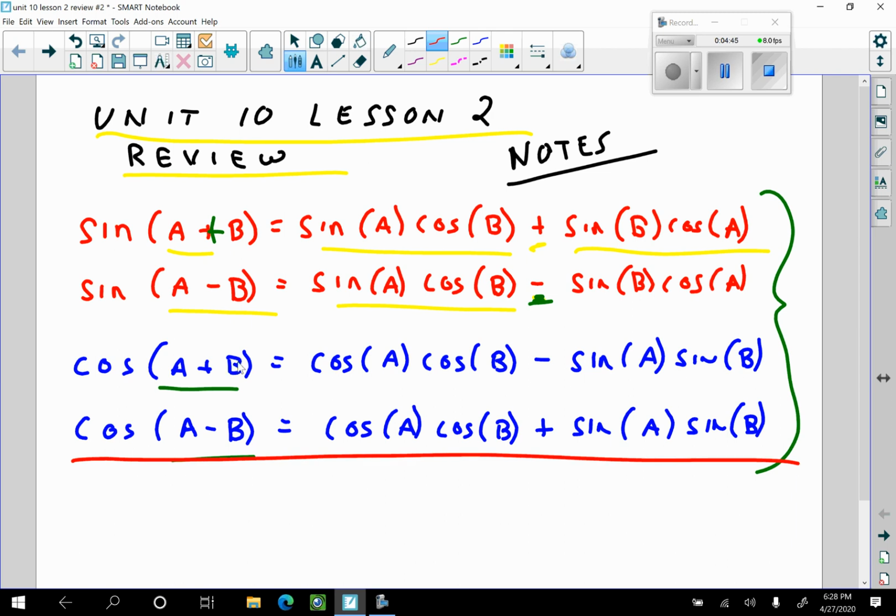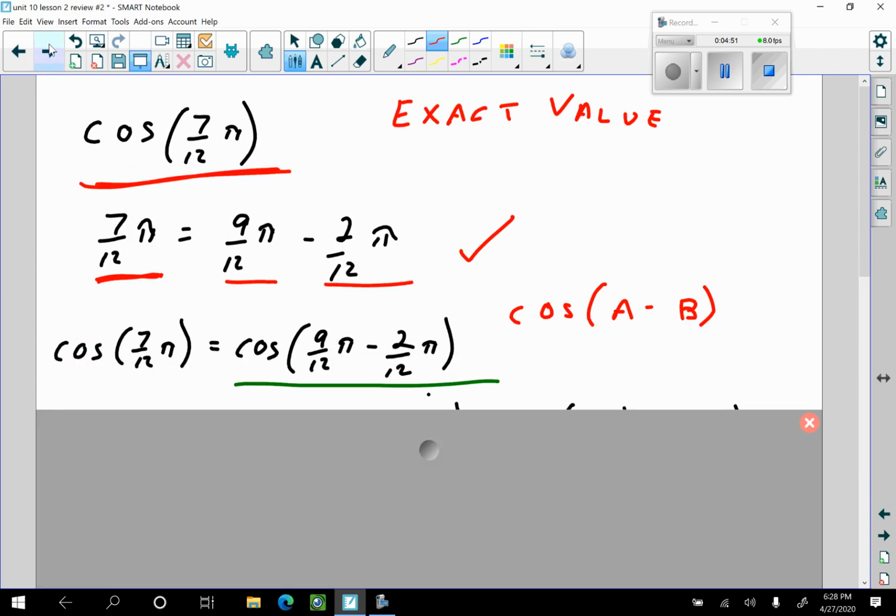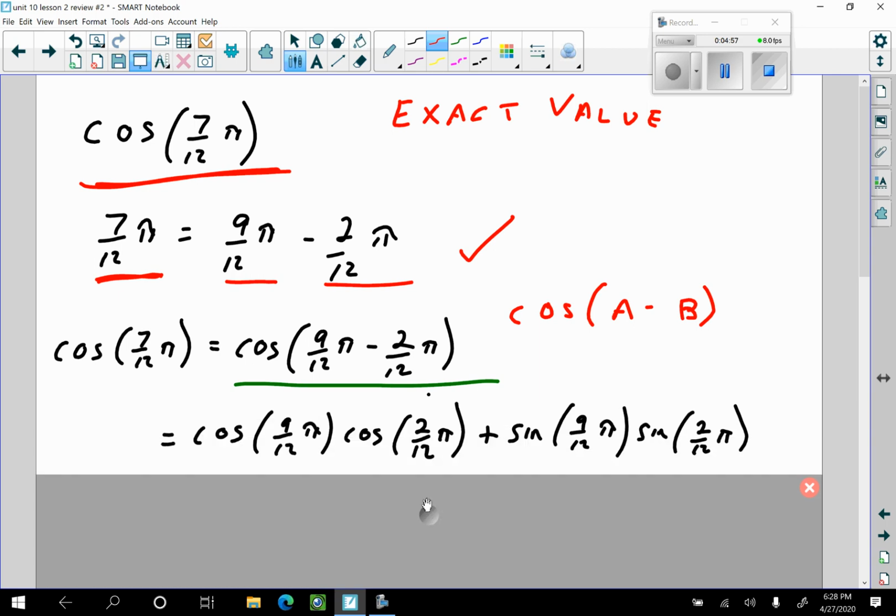So if I'm subtracting two angles, it's going to be the addition of cosine of A, cosine of B, plus sine of A, sine of B. And so this is going to be, true or false, the cosine of 9/12 pi times cosine of 2/12 pi plus the sine of 9/12 pi times the sine of 2/12 pi.